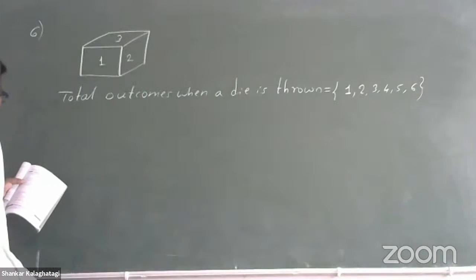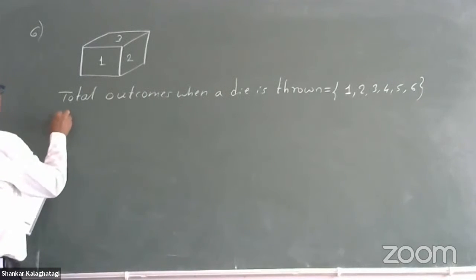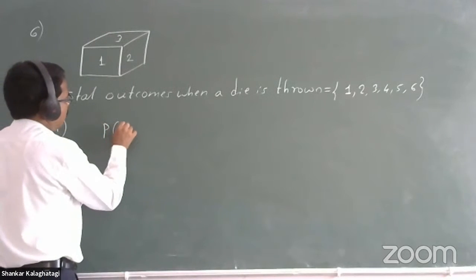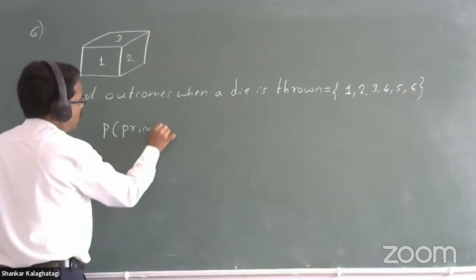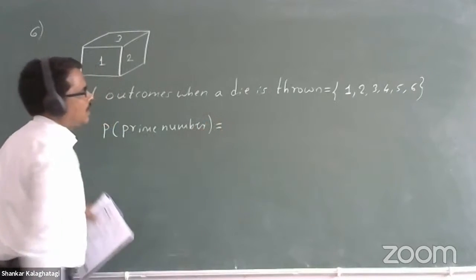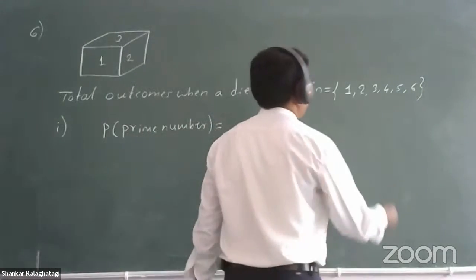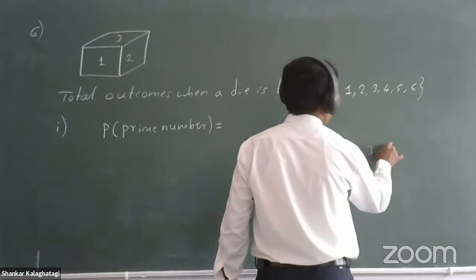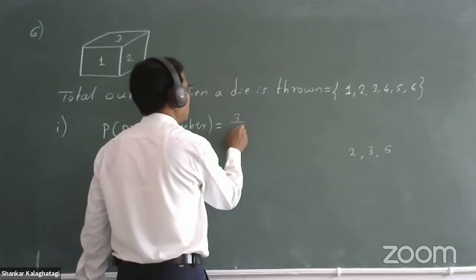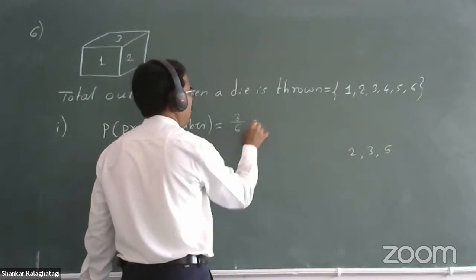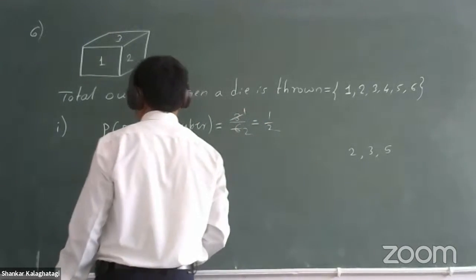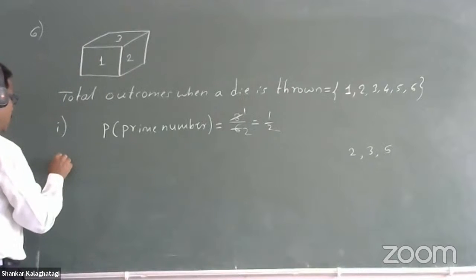What they are asking first is the probability of getting a prime number. How many prime numbers are there here? 2 is a prime, 3 is a prime, 5 is a prime. 3 prime numbers are there. Total possibilities are 6. So 3 by 6, 3 ones are 3, 3 twos are 6. It is 1 by 2 is the answer. Second question.